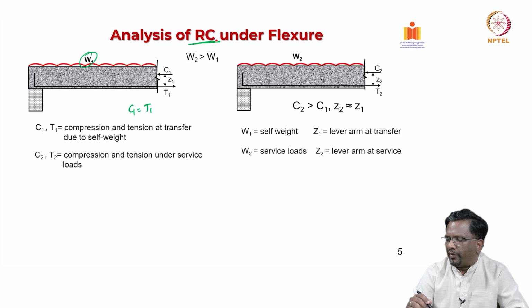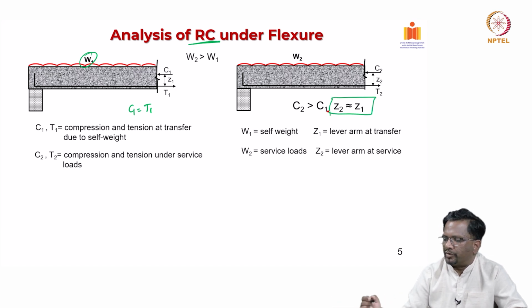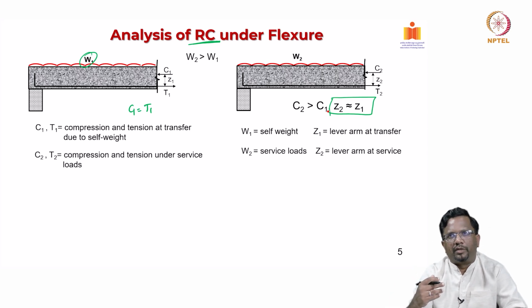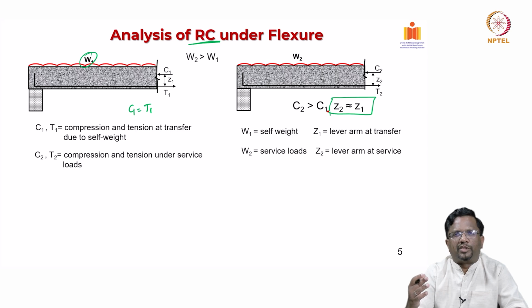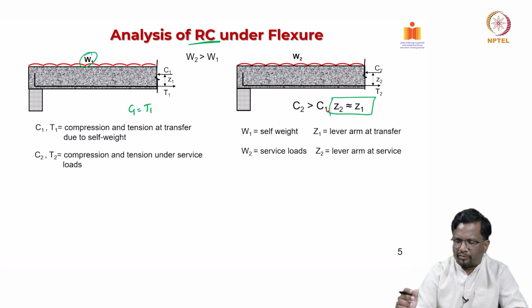So, here you find that the lever arm does not change in a reinforced concrete, but I get moment resistance by increment in your internal forces. That means compression and tension forces increase. But we have seen that in a pre-stress concrete member it is exactly opposite. The internal forces do not change much, but the moment resistance I get by the movement of these internal forces.